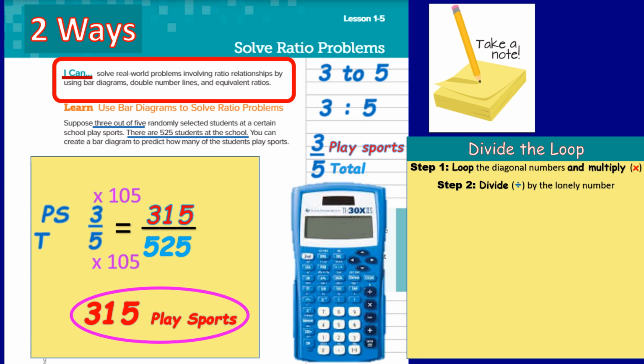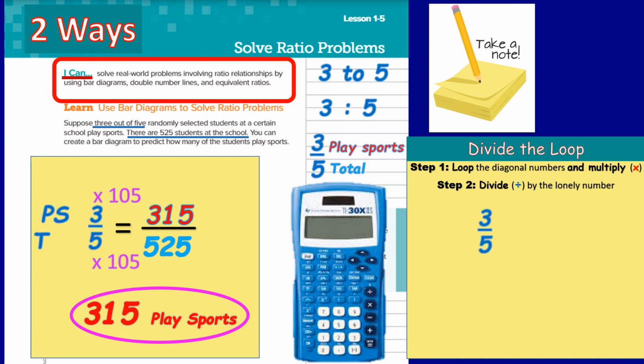All right, so the two notes that we write down. Step one is that we're going to loop the diagonal numbers and multiply. And then step two is we're going to divide by the lonely number. Now that doesn't make any sense until we actually work it out. So that's what the rest of the note's going to be, is the math work.